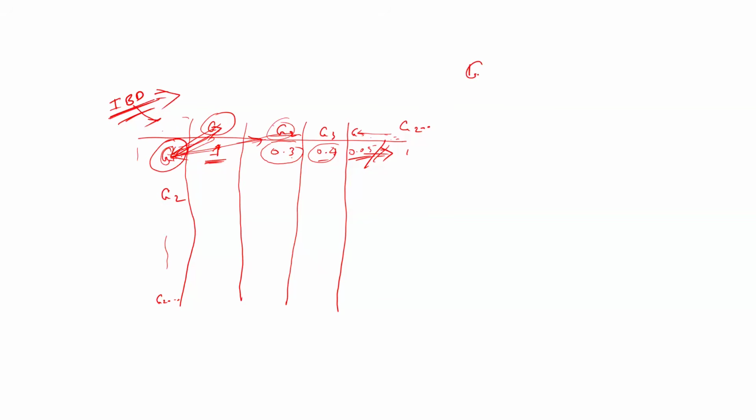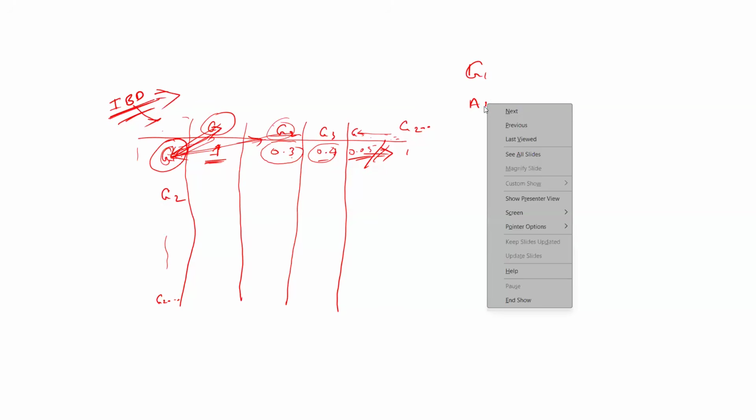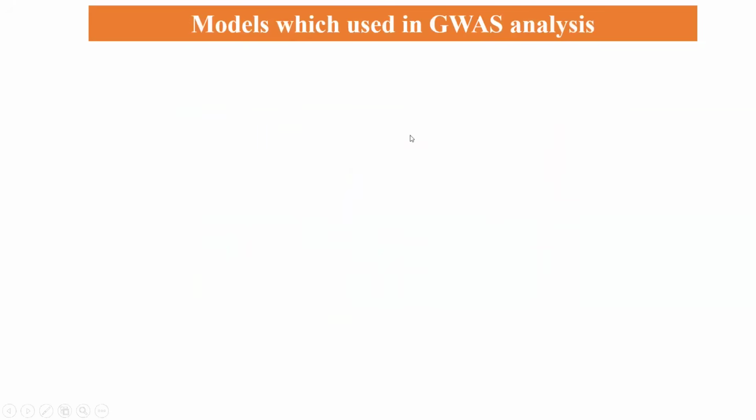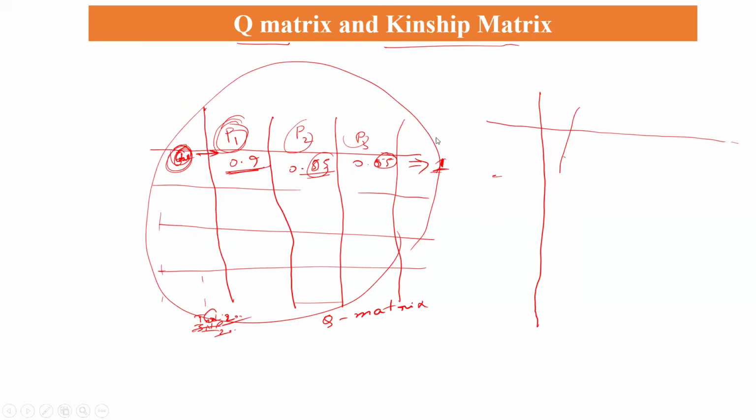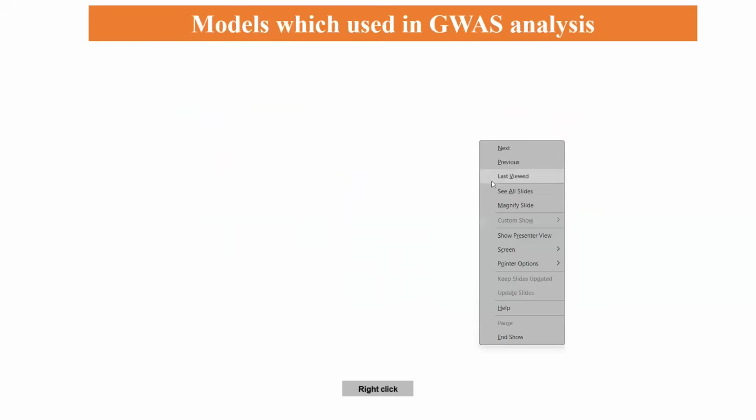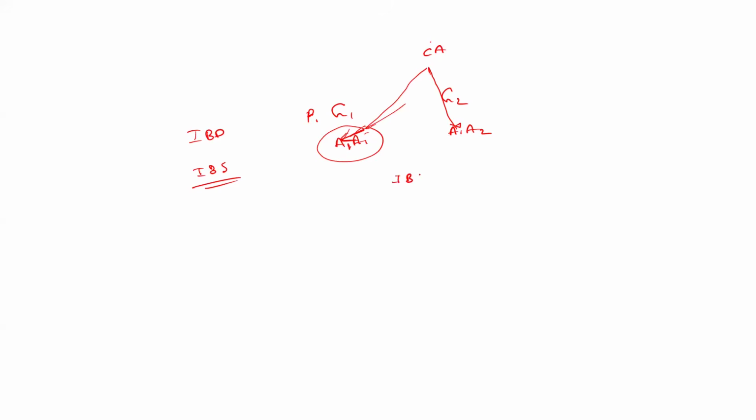IBD means, genotype 1, A1. Okay, what are IBD and identical by state? If the parent has genotype 1 with A1 and genotype 2 with A1 A2. Okay, the probability of this allele coming from a common ancestor and this allele coming from the same common ancestor, then this is called identical by descent.